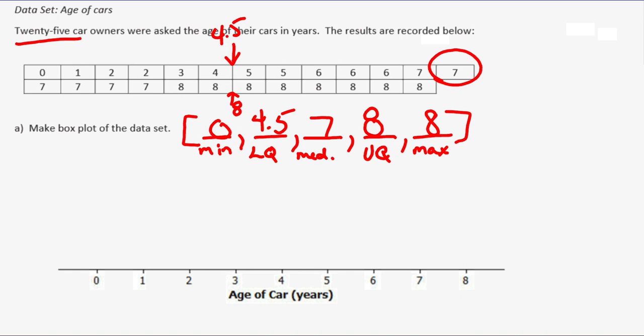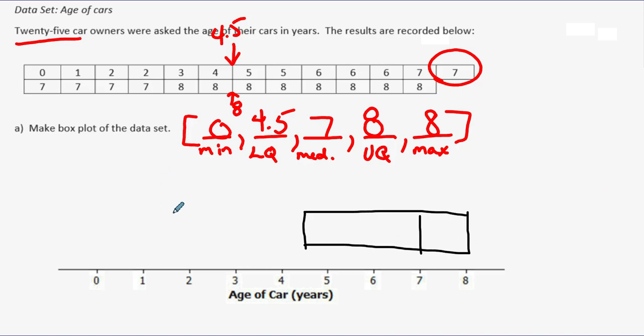When we go to construct our box plot, we typically start with the 50% of our data in the middle, from the lower quartile to the upper quartile. So with the median, I would put a segment at 7, a segment at 4.5 for the lower, and a segment at 8 for the upper. And then I would draw my box to represent that piece of our data. So it looks something like this.